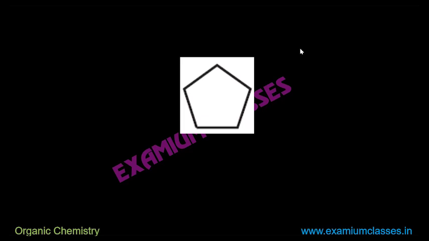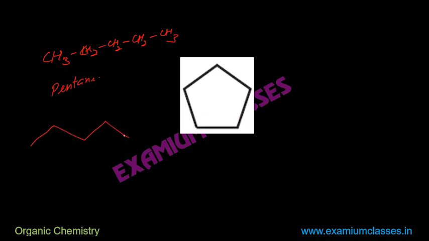So if it would have been like this, 5 carbons, written like CH3, CH2, CH2, CH2, CH3, then it would have been pentane. And in bond line formula, how would we have written it? 5 carbons: 1, 2, 3, 4, 5. So the bond line formula of pentane would have been like this.